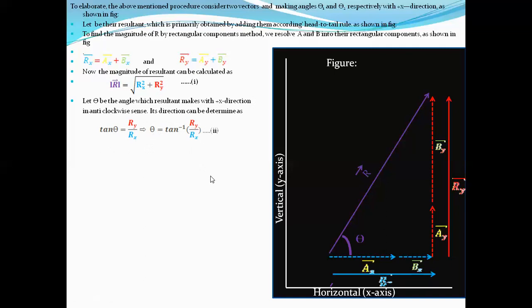These were for only two vectors. What if we have more than two vectors? The above equation can be used to find the result of any number of coplanar vectors. That means we can use multiple number of vectors now.